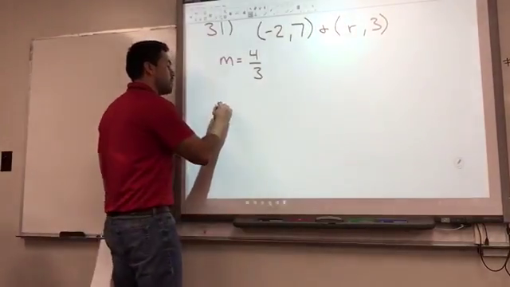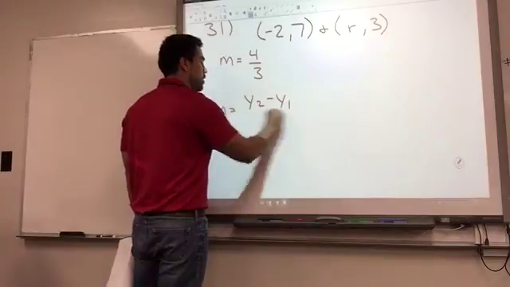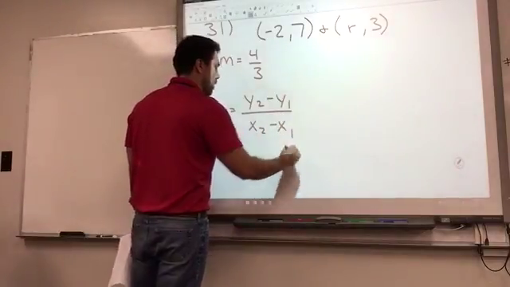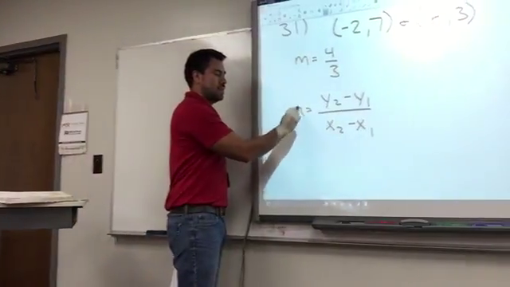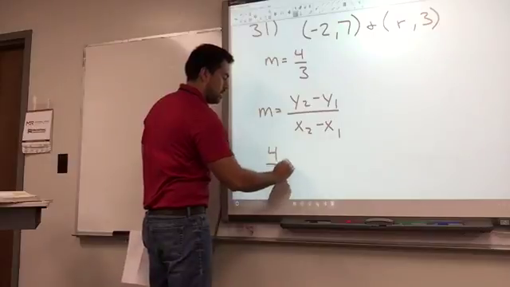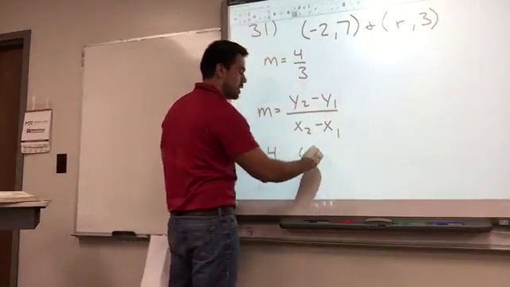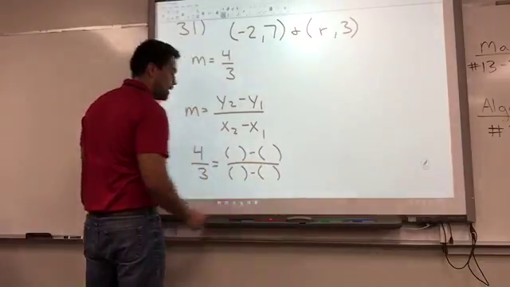Okay, so here we have m equals y sub 2 minus y sub 1 over x sub 2 minus x sub 1. All right, do I know what slope is? Yeah, it's 4/3, so I know it's 4 over 3. Do I know what y sub 2 and y sub 1 are? Yeah. So now we're just going to put them in where they belong and simplify.